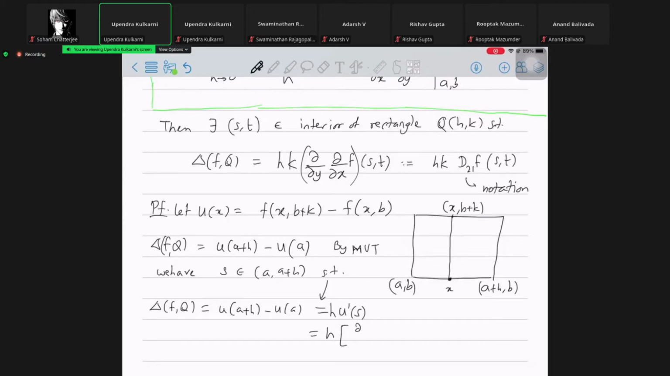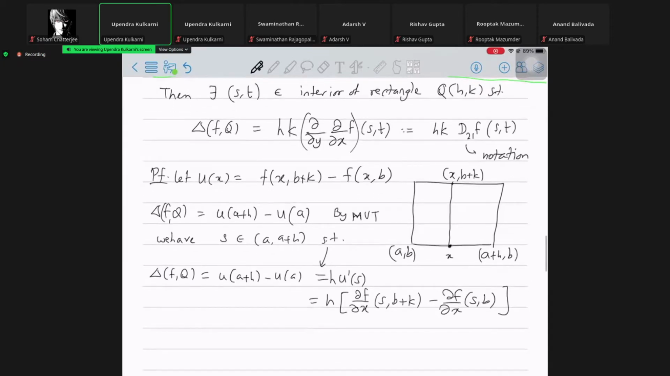It is just del f by del x. But at which point? At (s, b plus k), right? Okay, very good. And in exactly the same way, the second term is del f by del x at (s, b). Okay, very good. Now what do I do?